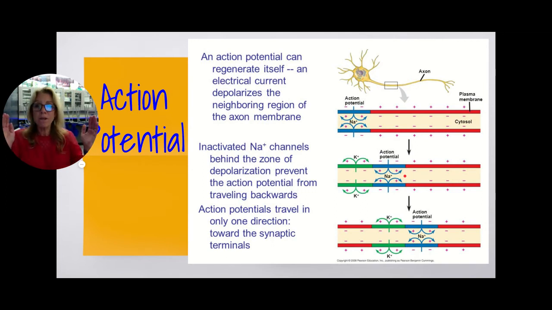It's kind of like dominoes. If you had a line of dominoes and you're going brrr along the length. And so this action potential is going to fire along the length of this neuron.